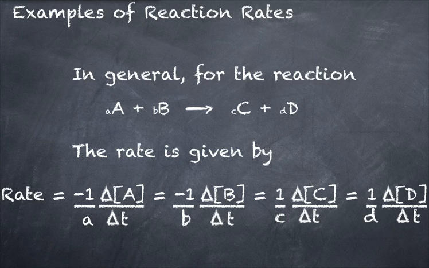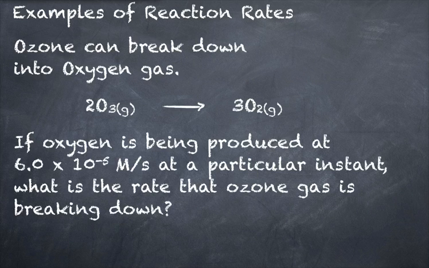Now we don't know how fast the whole reaction is going to happen, slow or fast, but we do know they're related to each other inside the reaction. As one goes away, the other one is being made. So here's an example. Ozone gas breaks down into oxygen by the following reaction. 2 moles of ozone breaks apart into 3 moles of breathable oxygen.